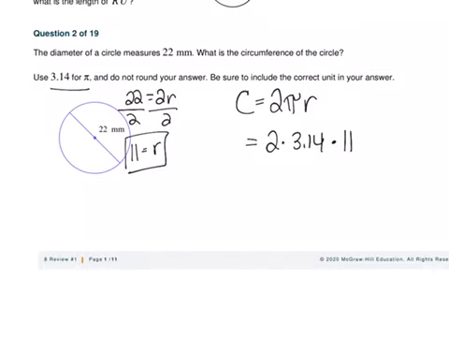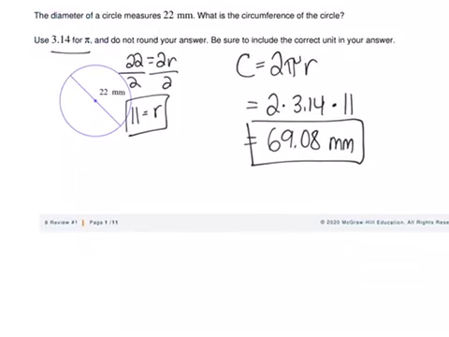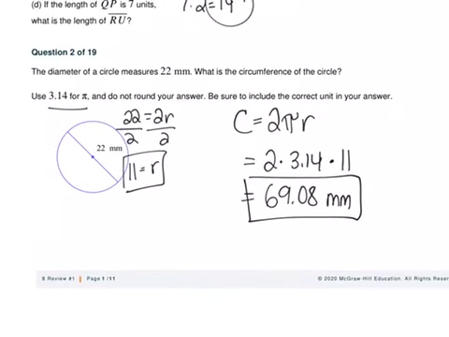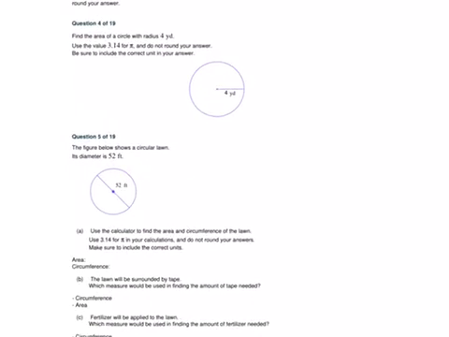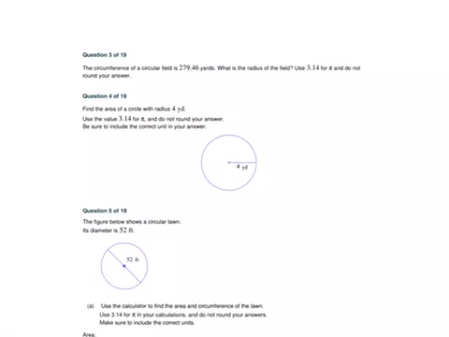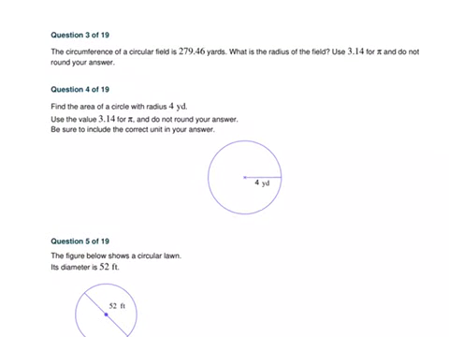If I plug that in on the calculator, you have 2 times 3.14 times 11, and you get 69.08 millimeters. And you don't need the square because it is talking about a circumference, not an area. So there's your answer, 69.08 millimeters. Okay, for our next question, it's still talking about circles. The first 5 or so questions will talk about circles. The next one gives us a circumference of a circular field and asks us what the radius is for that.